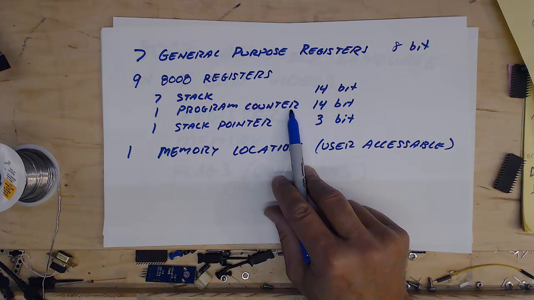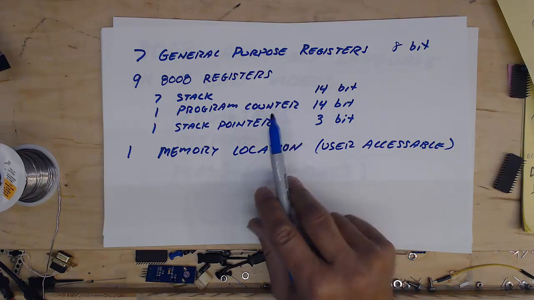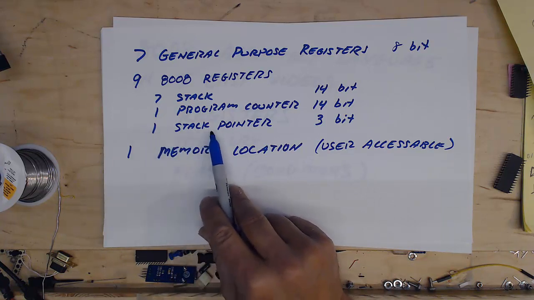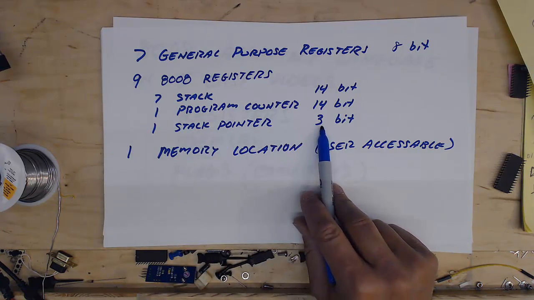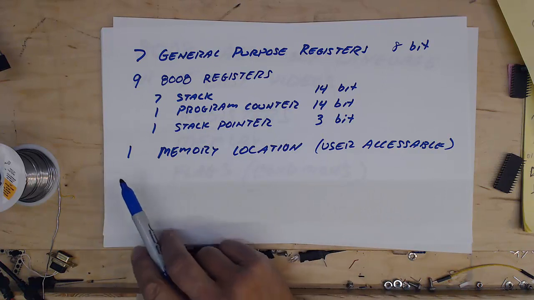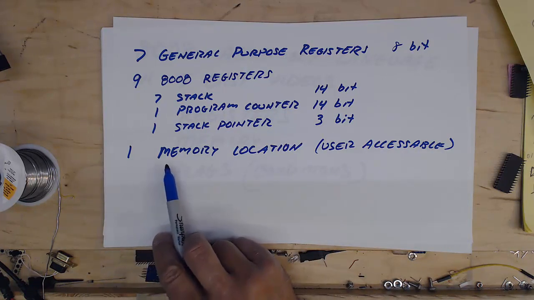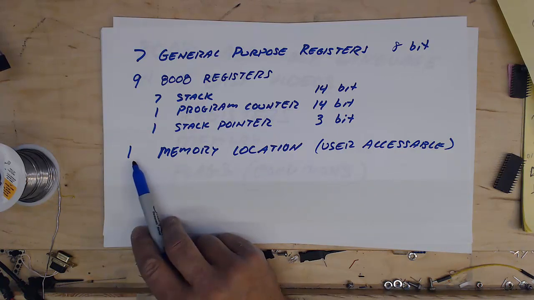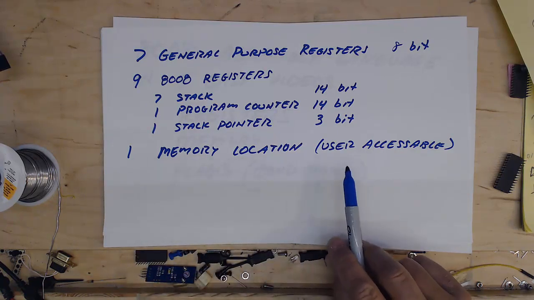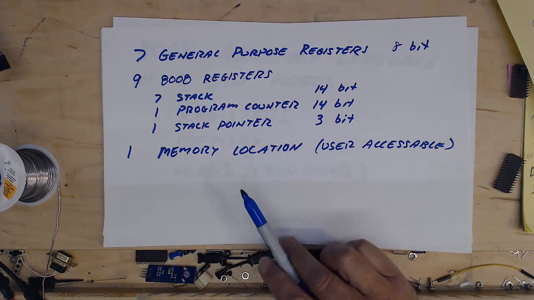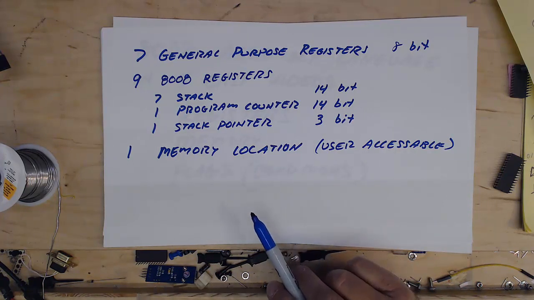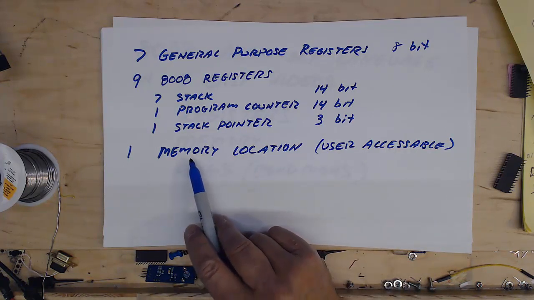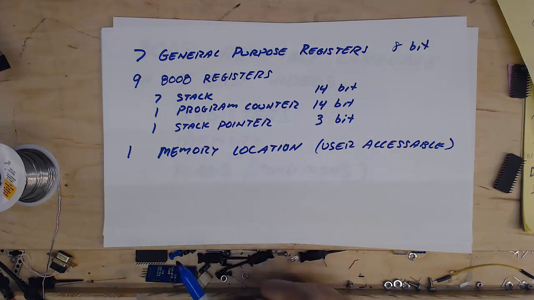This is basically a bookmark for our program saying that this is the instruction that we're about to execute. And then we have 1 register that is our stack pointer, and that's a little 3-bit register. We have something that's kind of between a register and something else, and that's 1 memory location that is user accessible. So in all of these commands, there's only 1 way that we can put something into memory or take something out of memory.